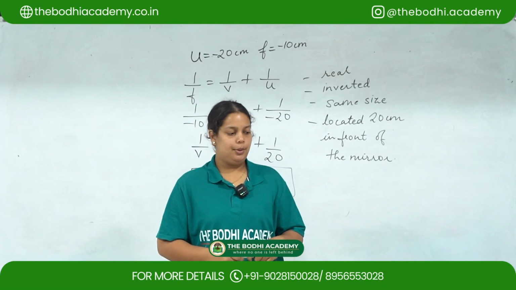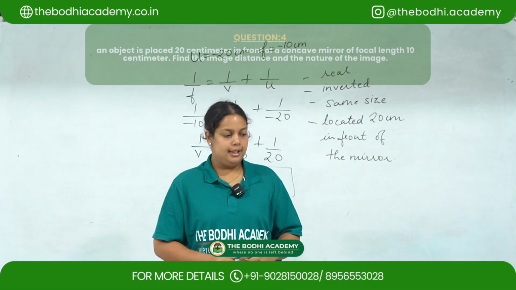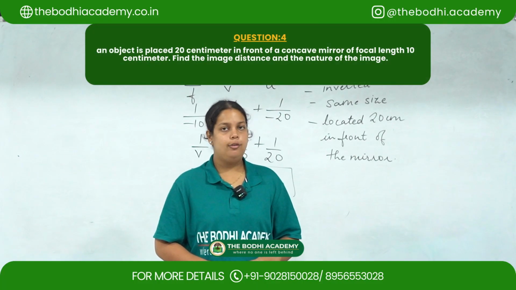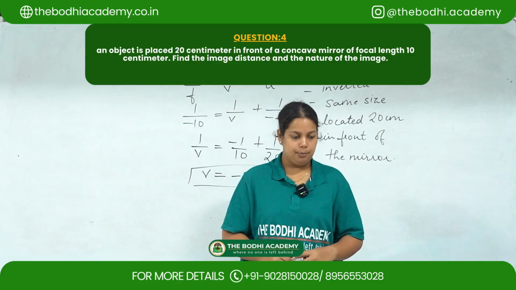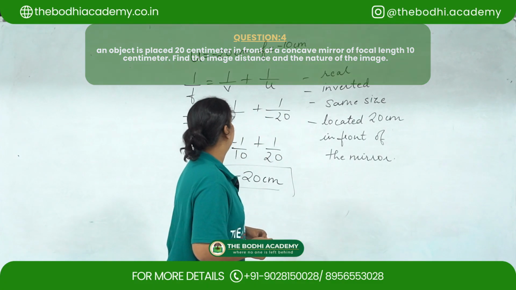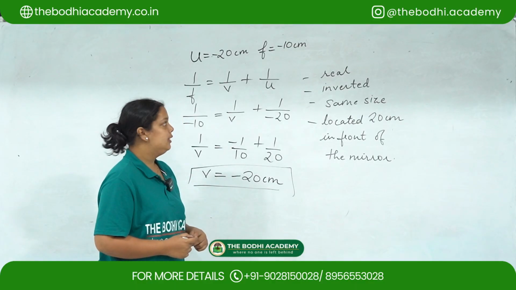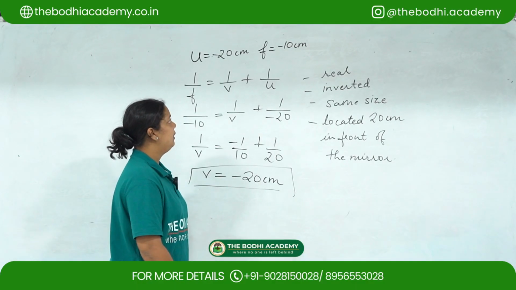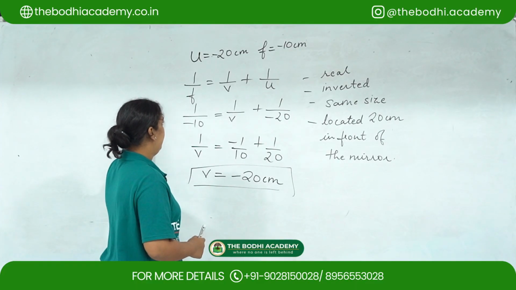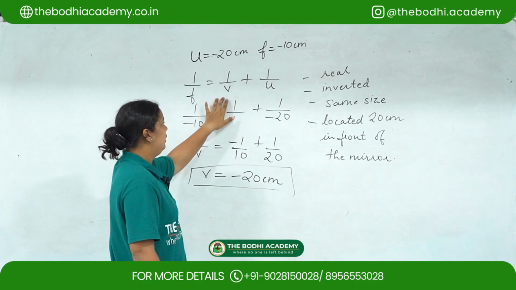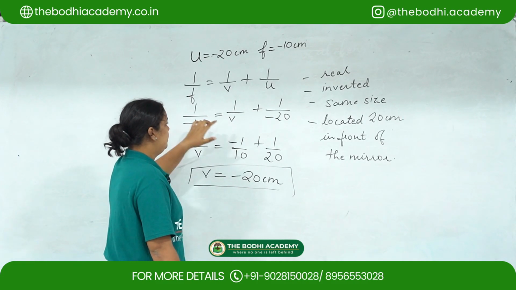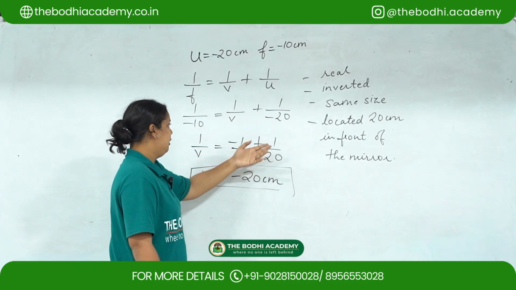So coming to the next question: an object is placed 20 centimeter in front of a concave mirror of focal length 10 centimeter. Find the image distance and the nature of the image. So we have object distance u equal to minus 20 centimeter and focal length minus 10 centimeter. 1 by f is equal to 1 by v plus 1 by u, that is the mirror formula. So 1 by 10 is equal to 1 by v plus 1 by minus 20.